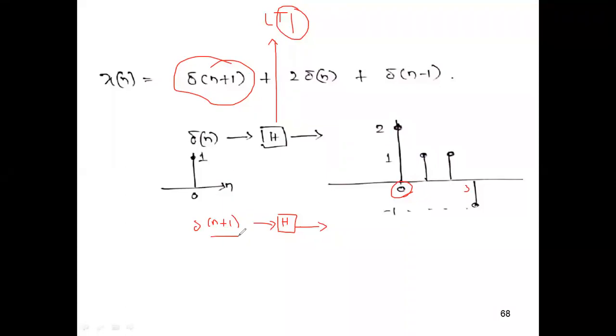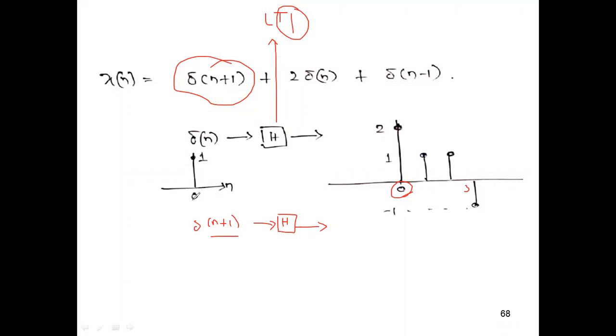What's going to happen to my output? Somebody, I'm waiting for an answer. What's going to happen to my output? Input at 0 results in an output which is starting from 0. Now my input is starting at, say, delta n plus 1. What does it mean? Where does it start?